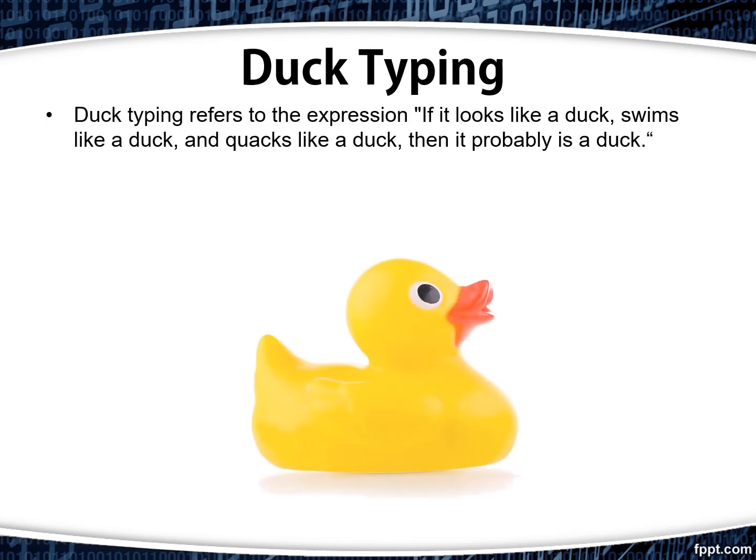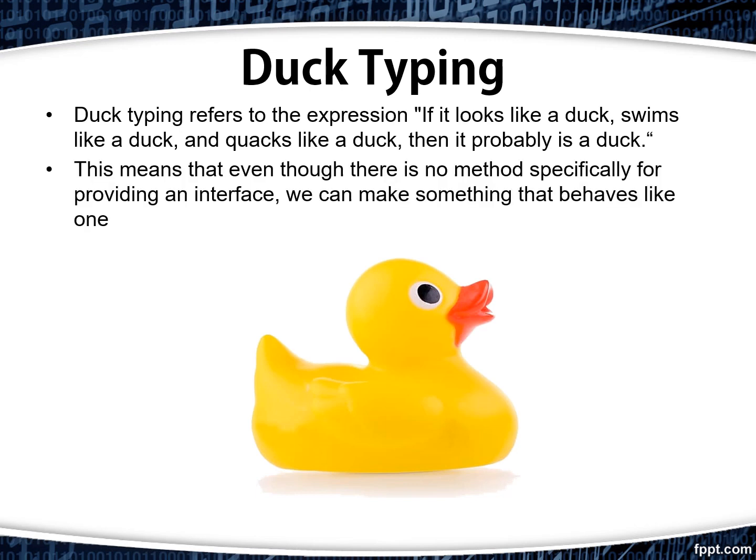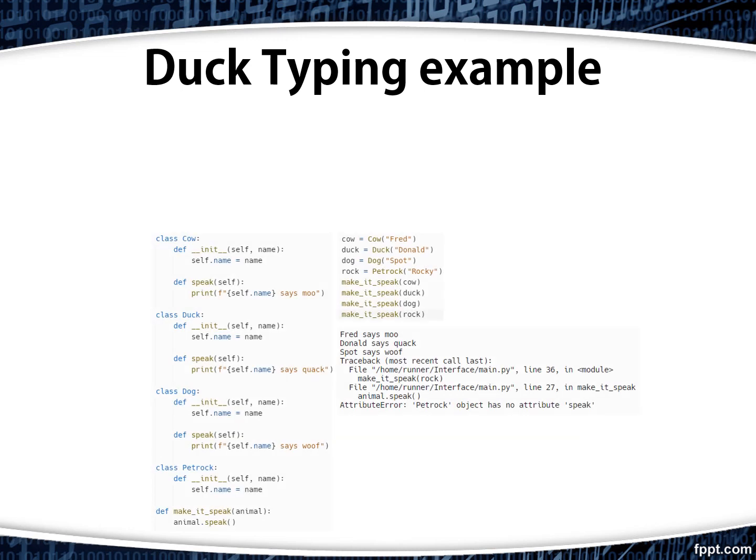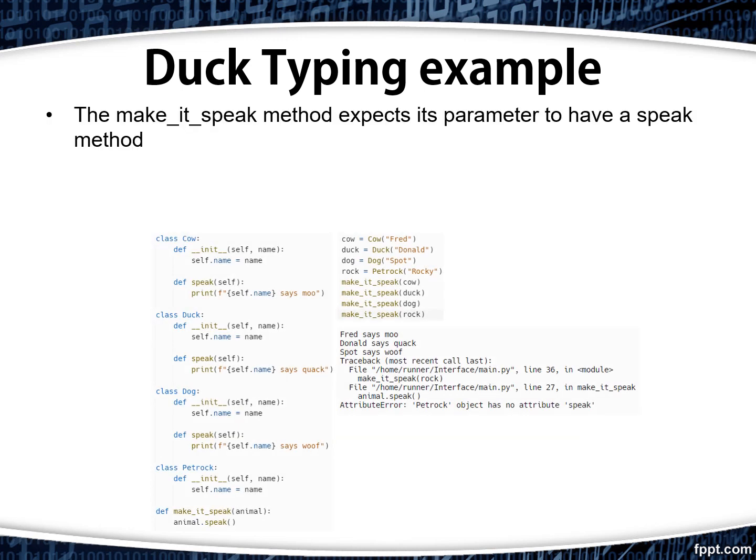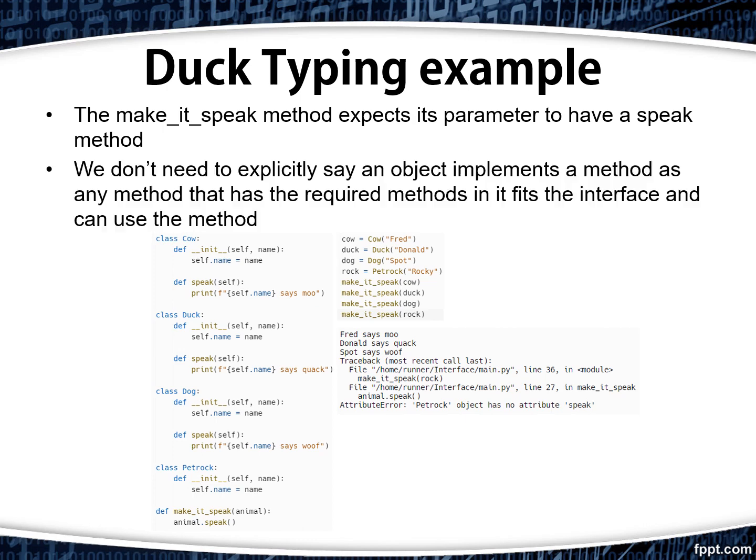Duck typing refers to the Pythonic expression, if it looks like a duck, swims like a duck, and quacks like a duck, then it's probably a duck. This means that even though there is no method specifically for providing an interface, we can make something that behaves like one. Below is an example of duck typing. The makeItSpeak method expects its parameter to have a speak method. We don't need to explicitly say an object implements a method, as any object that has the required methods in it fits the interface and can use the method. In this case, any object that has a speak method can use the makeItSpeak method.